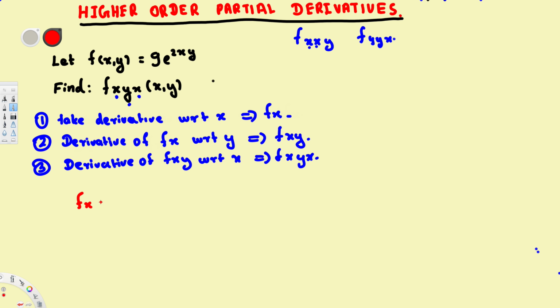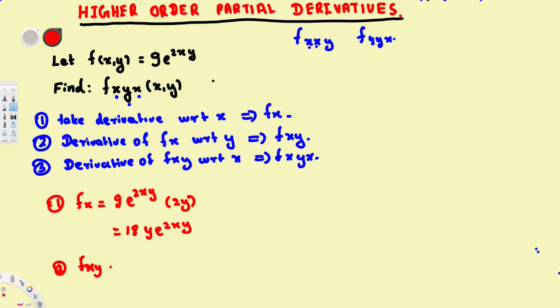So fx is going to be 9 e power 2xy, remain the same. And if I take the derivative of this one with respect to x, y is a constant, right? When we take the derivative with respect to x, we treat y as a constant, and therefore the derivative of this one is going to be just 2y. So we just multiply this one by 2y, and that's going to give us 18y e power 2xy. Now this is fx. This is our first step.